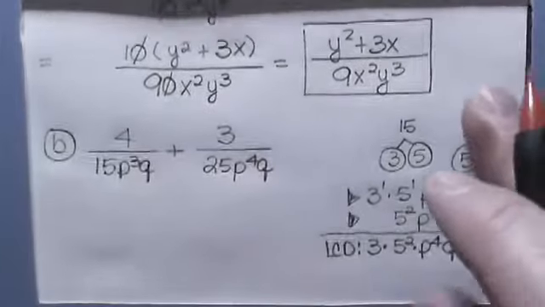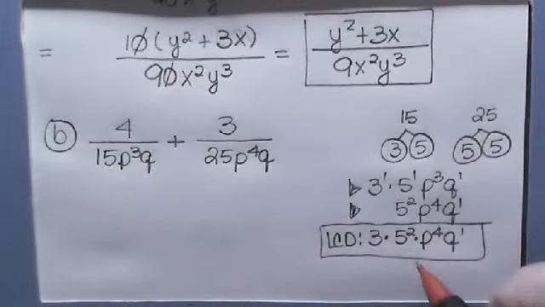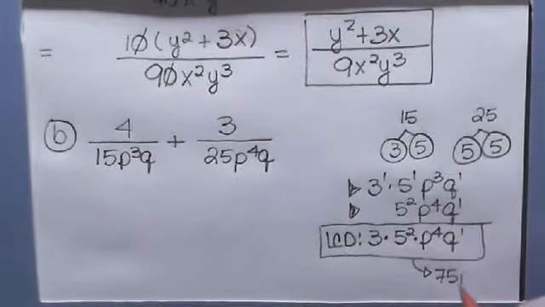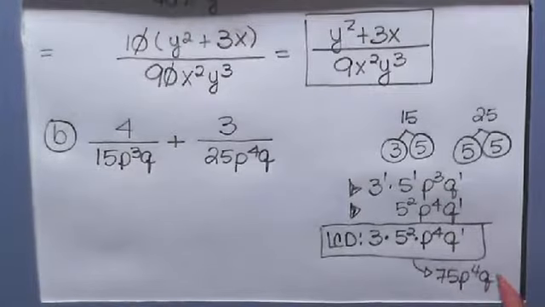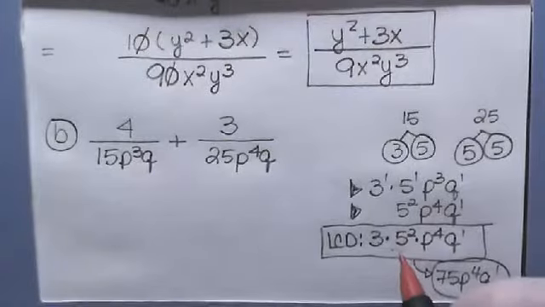Okay, so this is my LCD. This is what I want my fractions to have on the bottom. This is the same as 3 times 5 to the second, which is 75, p to the fourth, q to the first. We're going to use this information later. Right now, we're going to focus on this one.